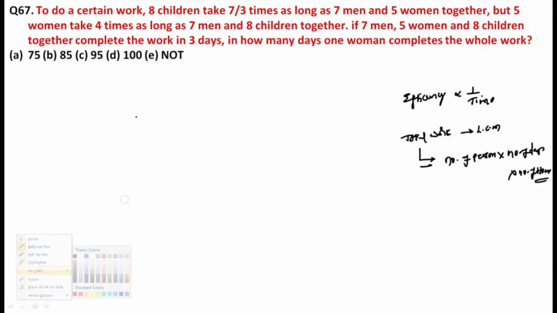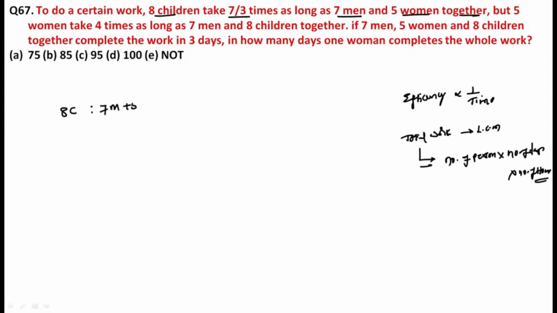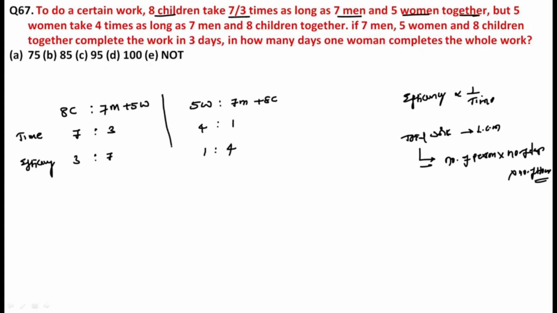Now see, to do a certain work, 8 children take 7 by 3 times as long as 7 men and 5 women together. Now 8 children, when compared to the 7 men and 5 women, the time taken is exactly equal to 7 by 3 times. Now the ratio becomes 7 is to 3. If you want the efficiency, guys, the efficiency ratio becomes 3 is to 7. Now we're done with the first point. In the same way, 5 women, when compared to the 7 men and 8 children, take 4 times longer time. Now the ratio with respect to time is 4 is to 1. Now the ratio with respect to efficiency is 1 is to 4. Now we can get the second piece of information.